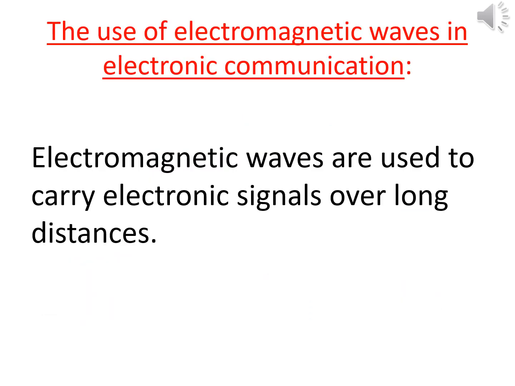So how are electromagnetic waves used in electronic communication? Electromagnetic waves are used to carry electronic signals over long distances. You can think about electromagnetic waves in our section as an airplane, and the electronic signal is the passenger. The passenger gets onto the airplane, and the airplane carries the passenger over a long distance. So we use the electromagnetic waves in order to send the electronic signals over a long distance.